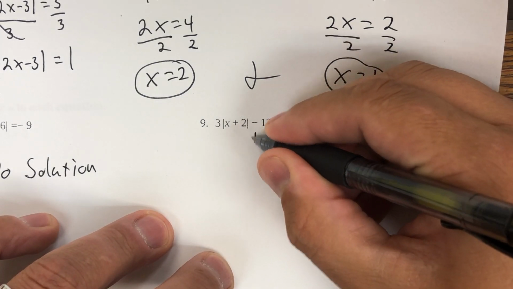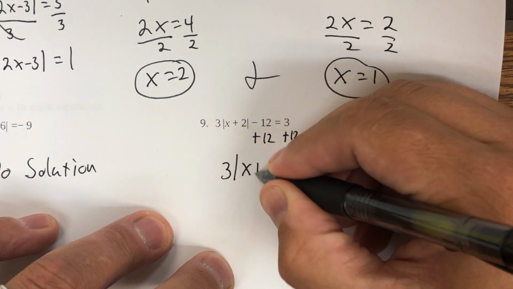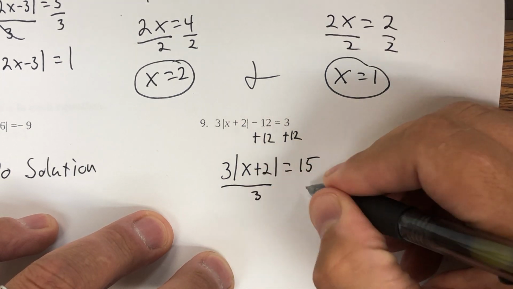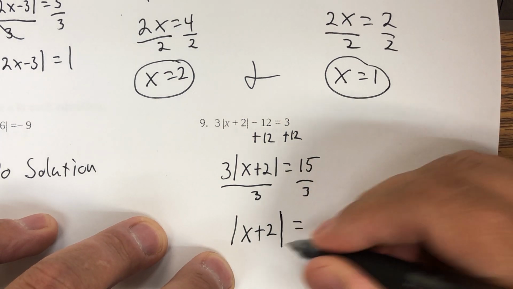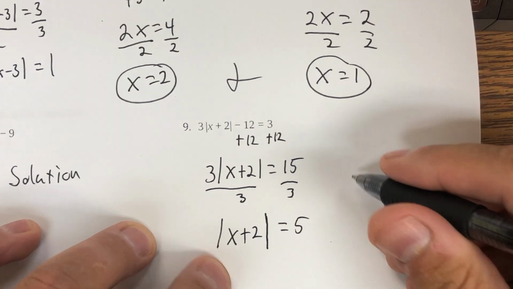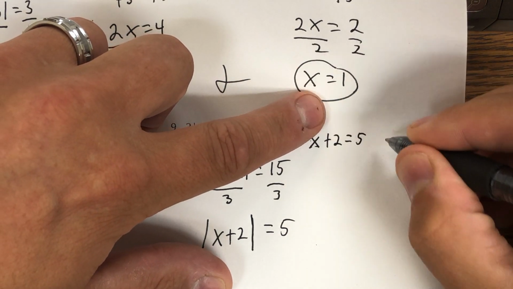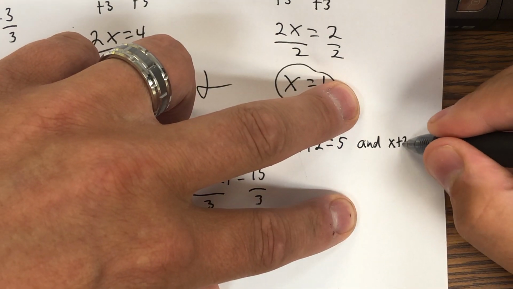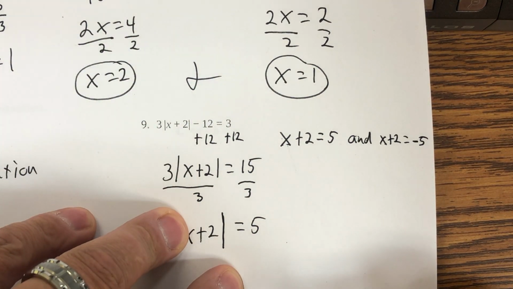First step, isolate the absolute value, add 12 to both sides. 3 times absolute value of x plus 2 is equal to 15. Then divide by 3. And absolute value x plus 2 is equal to, make that a little bigger, 5. After the absolute value is isolated, set up both cases. Case 1, x plus 2 equals 5. And our second case, x plus 2 could also equal negative 5. So it got a little bit small there on that. Hopefully everyone's able to see.